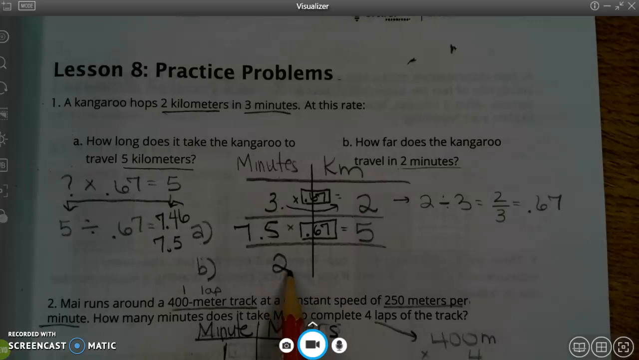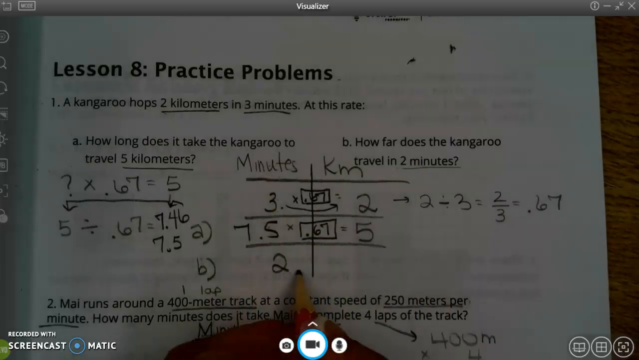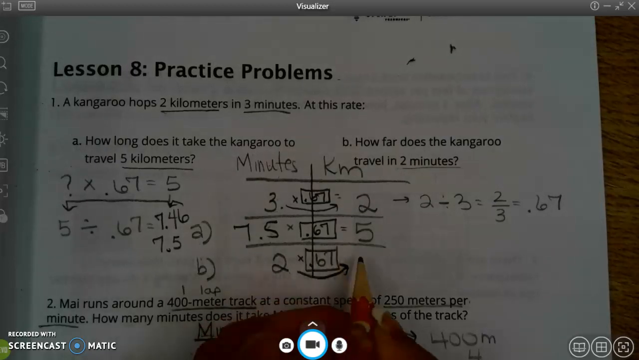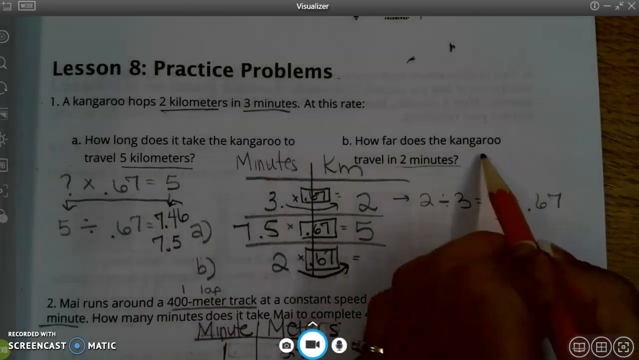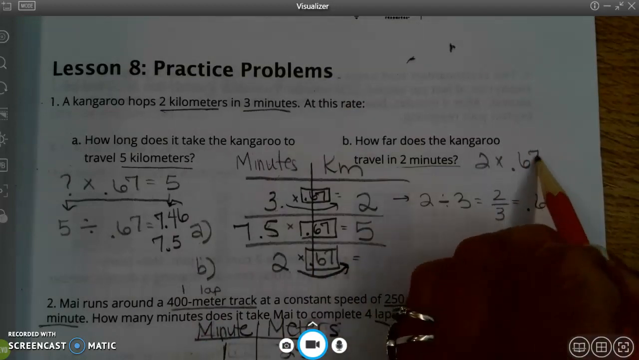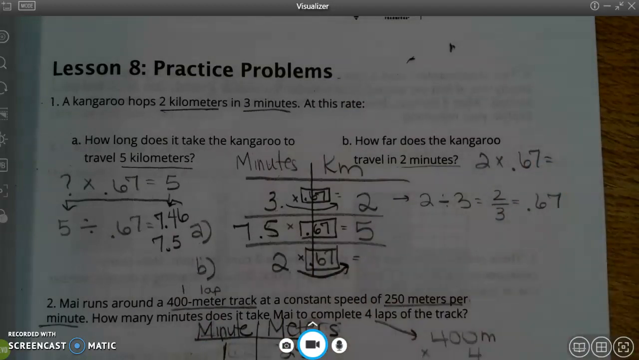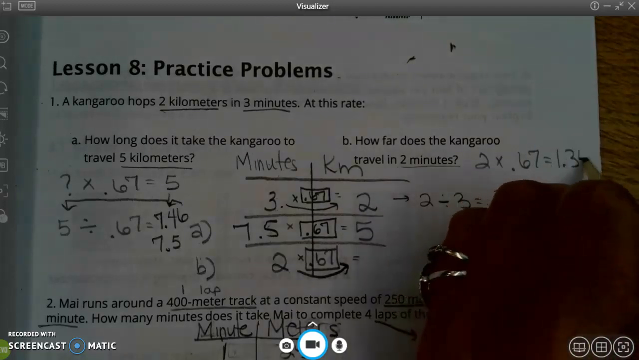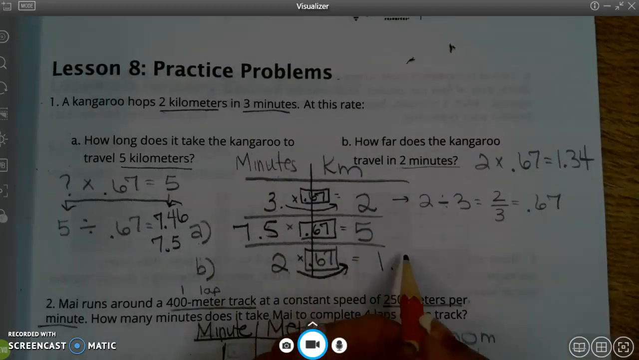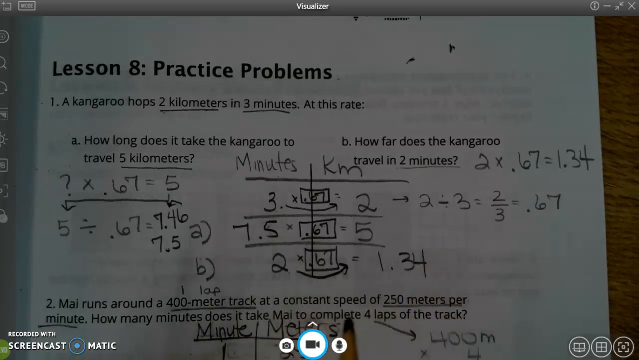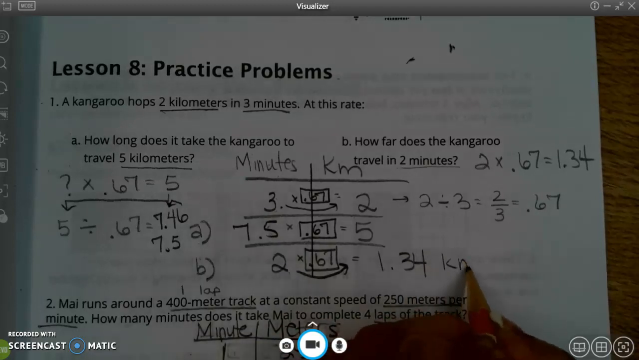All right, for question B, how far does the kangaroo travel in 2 minutes? Because of this relationship, I would do 2 times 67/100. So 2 times 67/100 equals, let me put it in my calculator, 1 34/100. So in 2 minutes, the kangaroo can hop 1 34/100 kilometers.